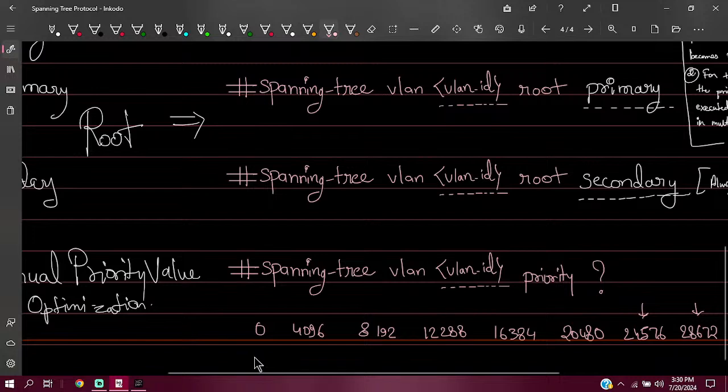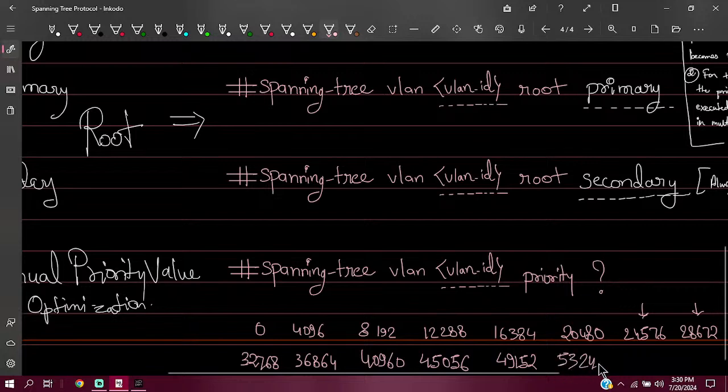Then you are going to see your default priority value 32768. Again add it to 36864. Then 40960, 45056. I know guys, it is quite boring, but yes, there is a reason behind my doing so. Just a second.